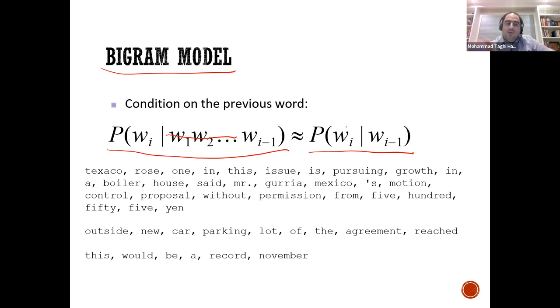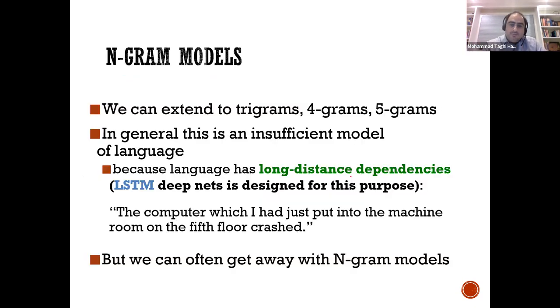So in this case, for example, if you see this one, this is a sentence that you may get. It is a sentence generated using this model. As you will see, it makes the sentence a bit better than the previous one because it considers some correlation. It's still not the best.